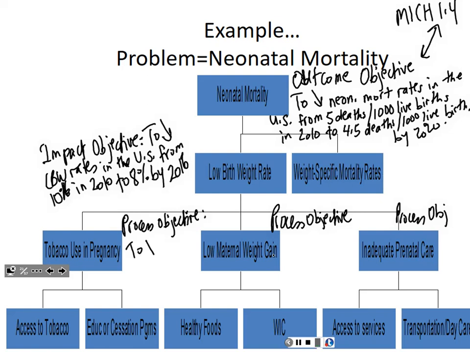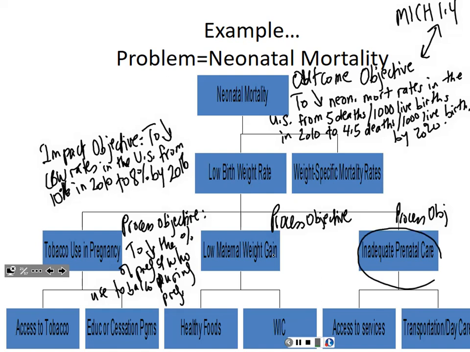So to decrease the proportion of pregnant women who use tobacco during pregnancy from the current level in 2010 to the future desired level. Or in the case of prenatal care, to increase the proportion of pregnant women who obtain early and adequate prenatal care from the current level in 2010 to the future desired level. Your process objectives are typically going to be short-term objectives, 1 to 3 years in terms of time frame.